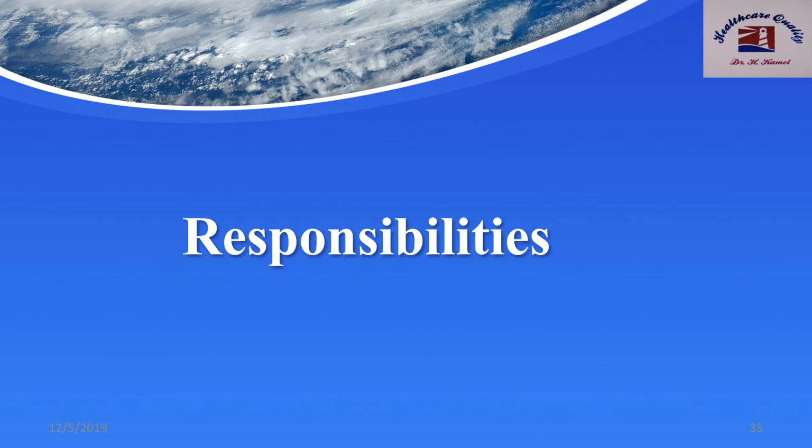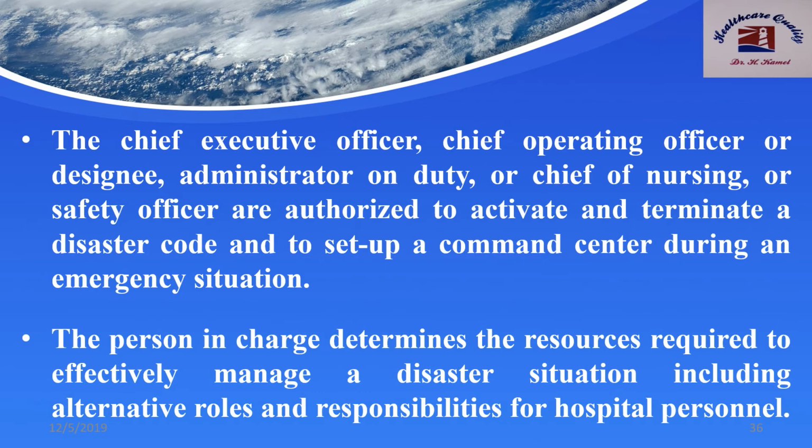What are the responsibilities? The Chief Executive Officer, Chief Operating Officer or designee, Administrator on Duty, Chief of Nursing or Safety Officer are authorized to activate and terminate a disaster code and to set up a command center during an emergency situation. The person in charge determines the resources required to effectively manage a disaster situation, including alternative roles and responsibilities for hospital personnel.